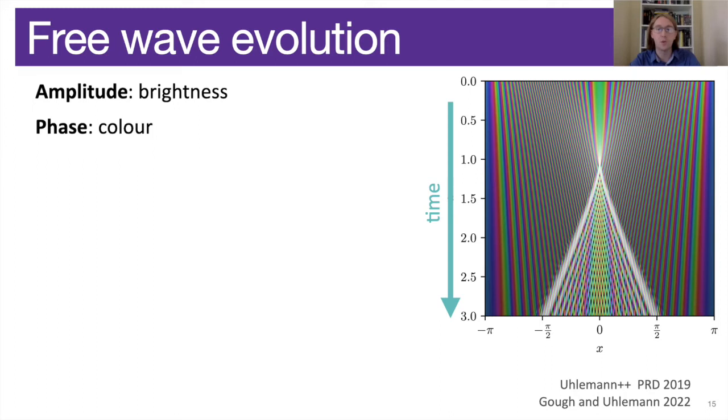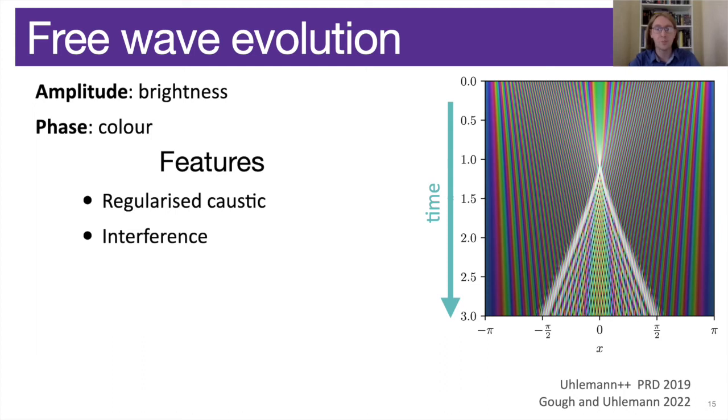As before, we will show this information on a 2D space-time diagram. Here, we show the value of the wave function with the brightness corresponding to its amplitude and the color to its phase. Compared to what we saw in the classical case, we notice a few new features. Firstly, the caustic is no longer infinitely dense, nor is it infinitely thin. It's been regularized by an amount associated with the size of our parameter h bar. Secondly, we have this small-scale interference in the central region, which must correspond to classical multi-streaming.